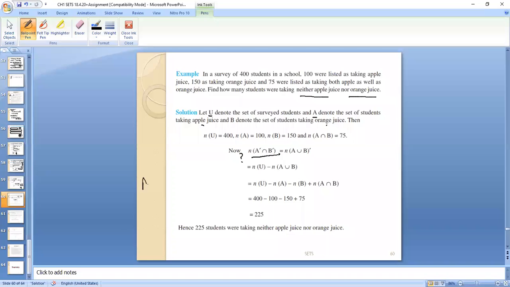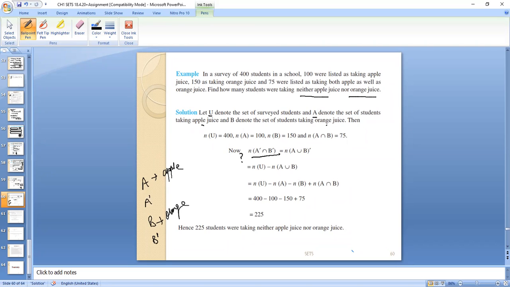If A represents apple juice, set A represents the set of all the students taking apple juice. Then our question is neither apple, that means A complement, apple should not be there. Or B represents all students taking orange juice, then nor B means we have to find B complement. Neither apple nor orange, that means how many students were taking neither apple nor orange juice?